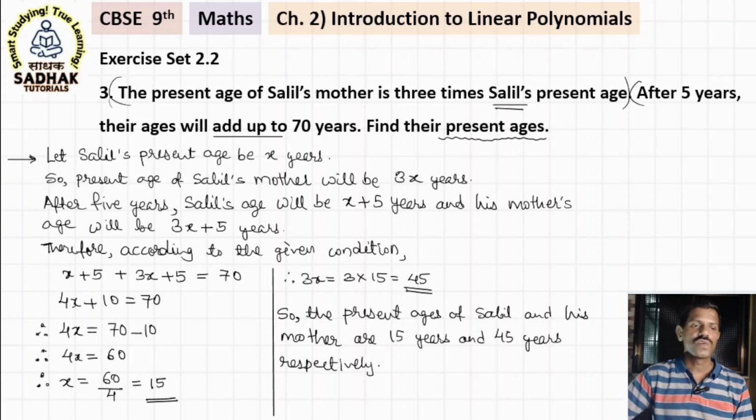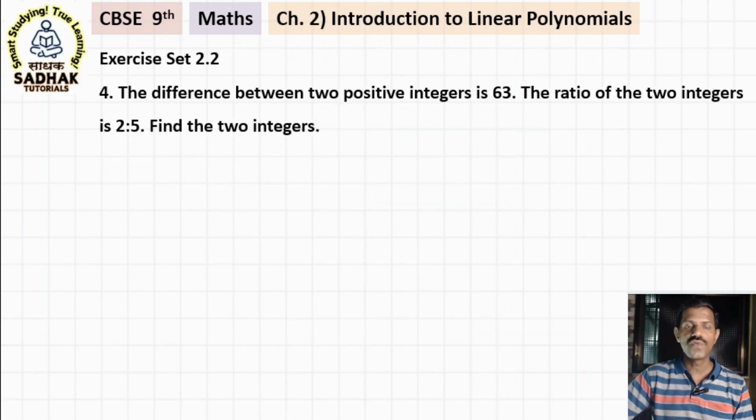Okay, now let us go to sum number 4. Okay, in sum number 4 we are talking about another word problem. The difference between two positive integers is 63. The ratio of two integers is 2:5. Find the two integers. Okay, so here we are talking about two integers. So they can be negative numbers, they can be positive numbers. Okay, so we can take those as the variable. Whatever we have to find, we will take as variable. Here this second sentence will help us write the terms with the variable.